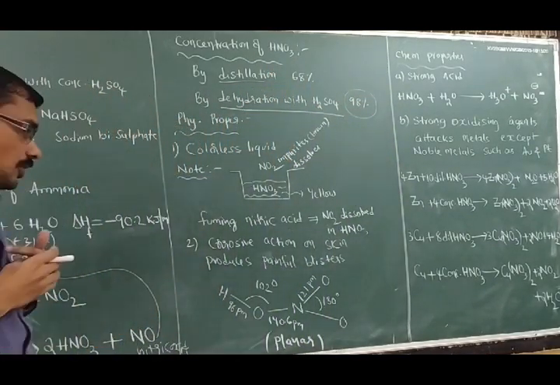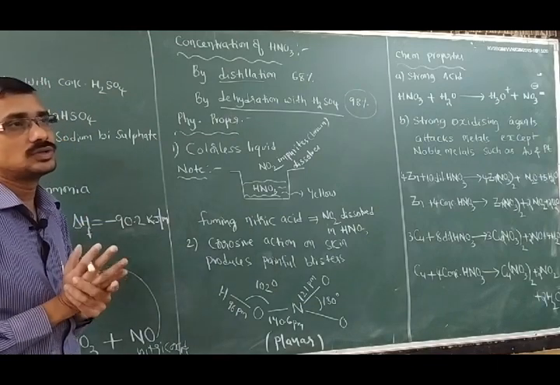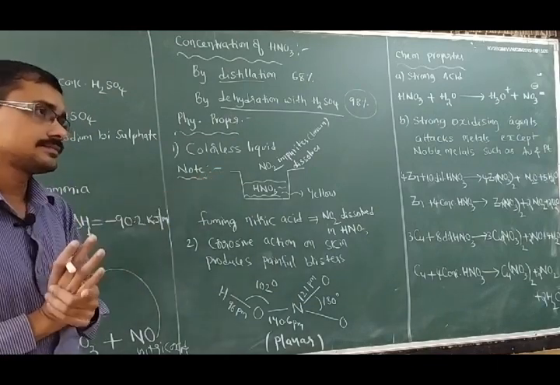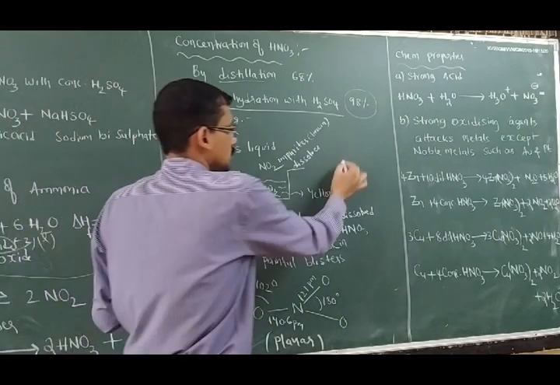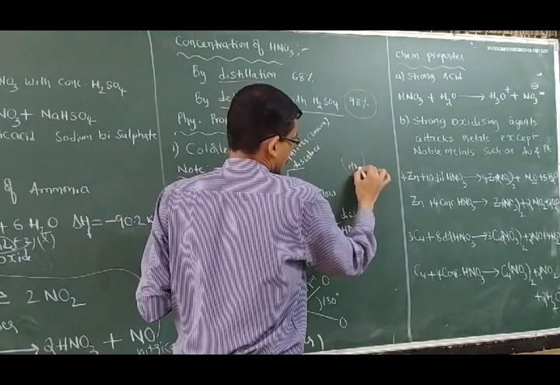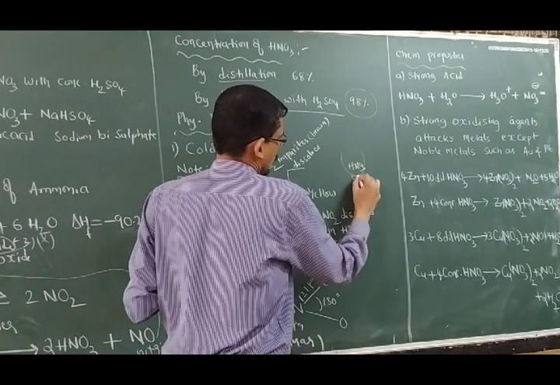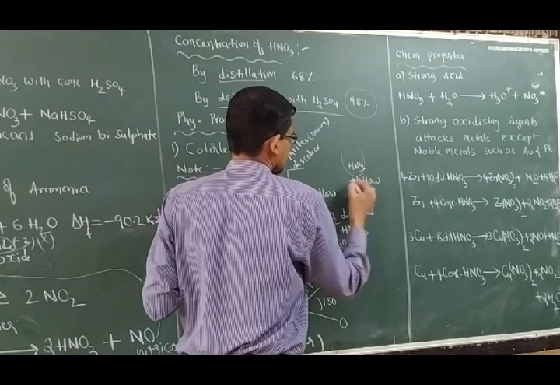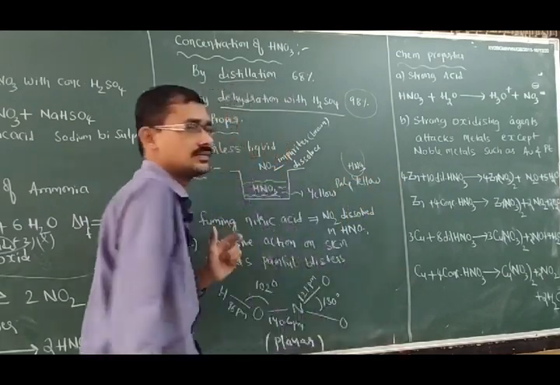Next we will see the physical properties. Generally when you observe HNO3, it is a colorless liquid. But when you observe it in the bottle, what happens? It will exhibit some pale yellow color.